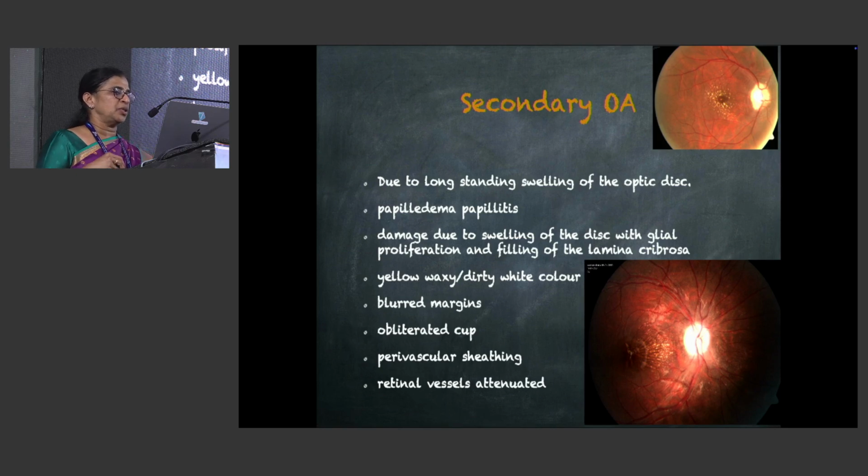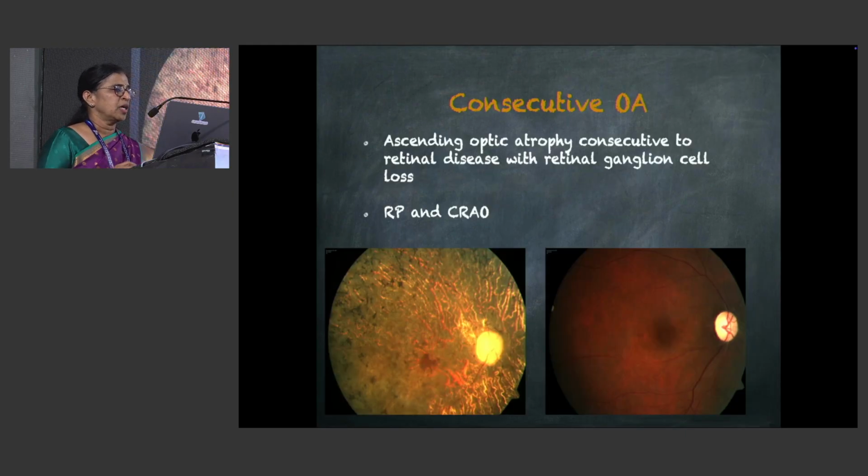The damage is due to swelling of the optic disc with glial tissue proliferation and filling of the lamina cribrosa. So the disc appears yellow, waxy, or dirty white in color, in contrast to primary optic atrophy, where you have a chalky white optic disc with well-defined disc margins. Here the disc margins are blurred and the optic cup is obliterated, and there is perivascular sheathing and retinal vessels also attenuated. Consecutive optic atrophy is due to ascending optic atrophy.